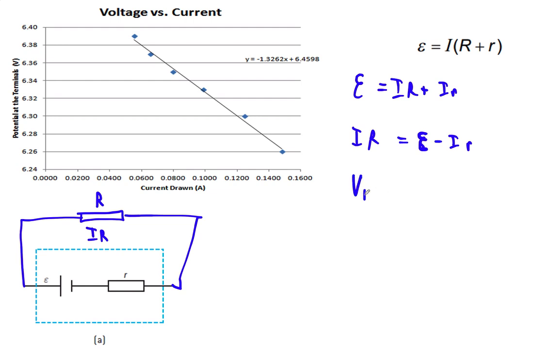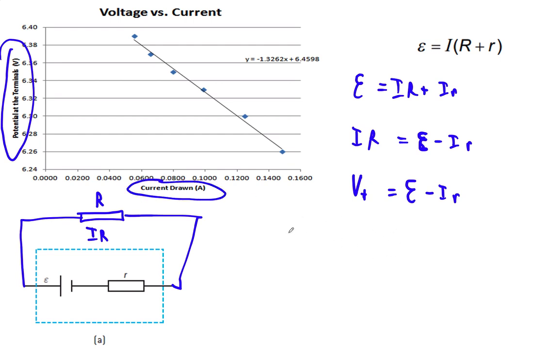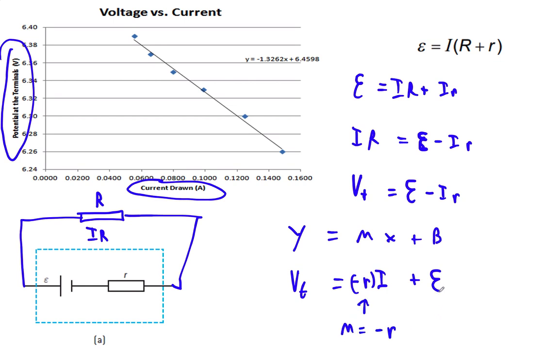Okay, so we could say that the terminal voltage is the EMF of the cell minus the current times the internal resistance. If we measure this terminal voltage and graph it versus I, a graph of terminal potential versus current drawn, then we would expect, y equals mx plus b, V terminal is going to be negative R times I, plus the EMF. The slope of that graph is going to be negative R.